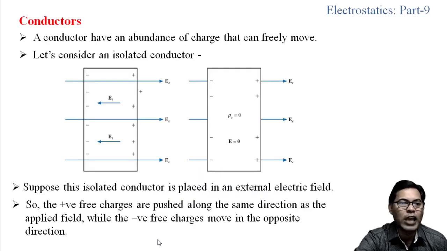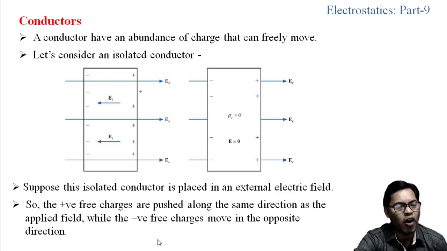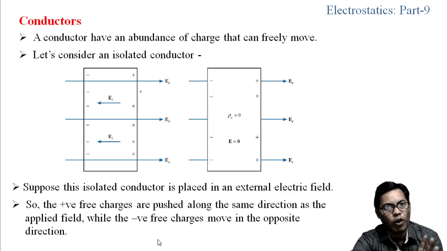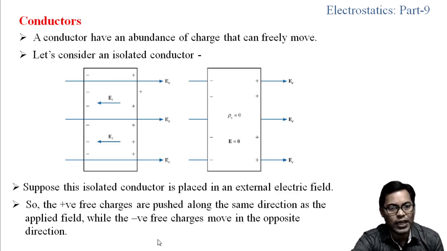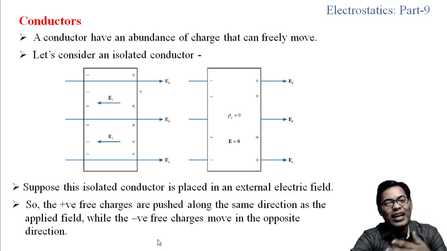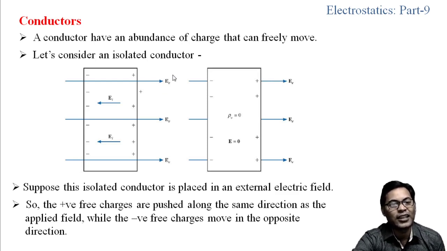Here first we have the conductors, and we know they have an abundance of charge that can freely move. That means this is the characteristic by which we can understand the material is a conductor. Now suppose we have an isolated conductor, or a piece of conductor, and this isolated conductor is placed in an external electric field EE. Here EE represents the external electric field.